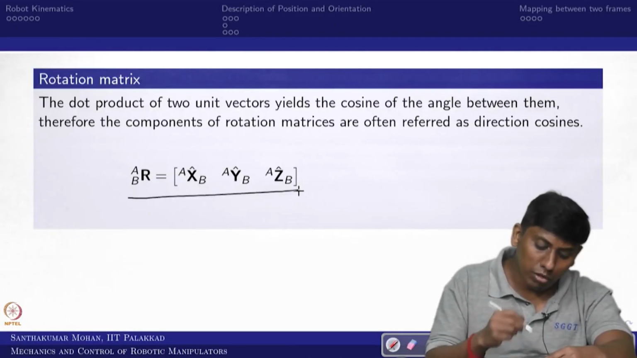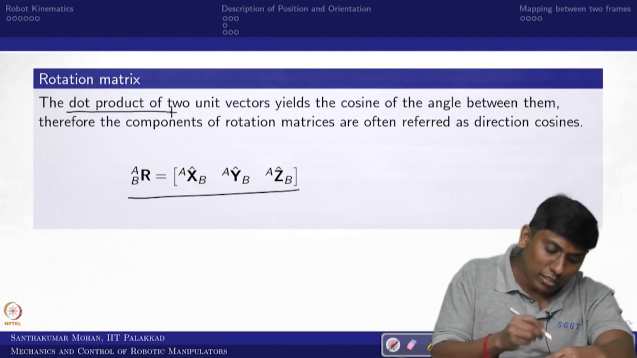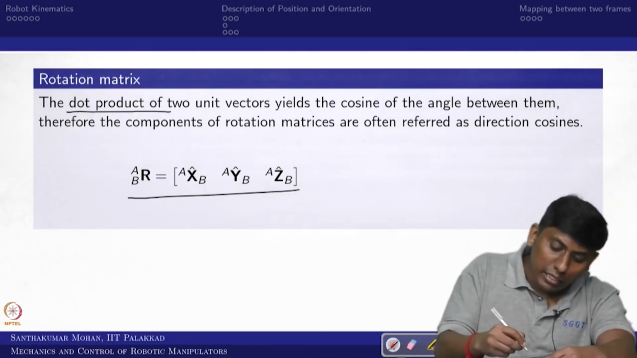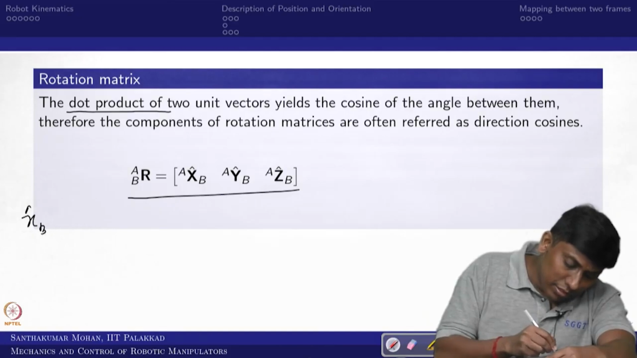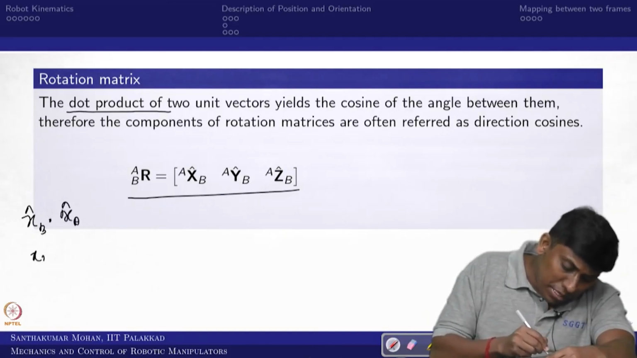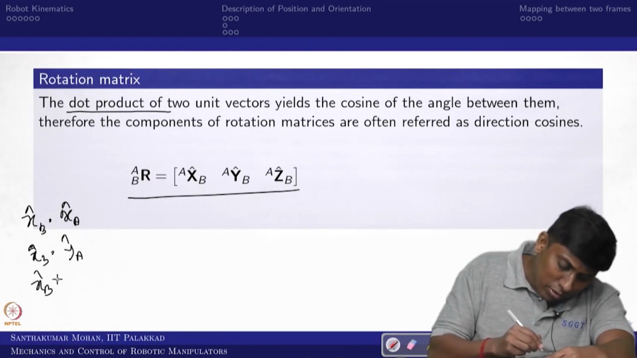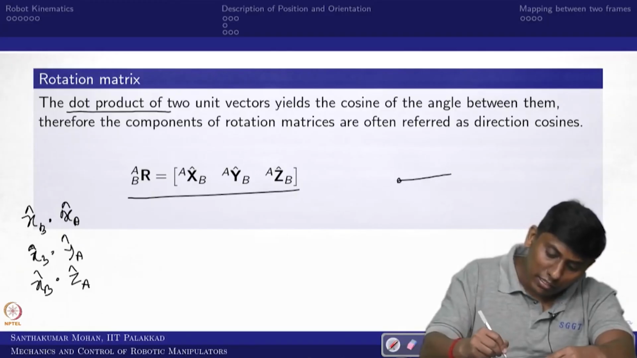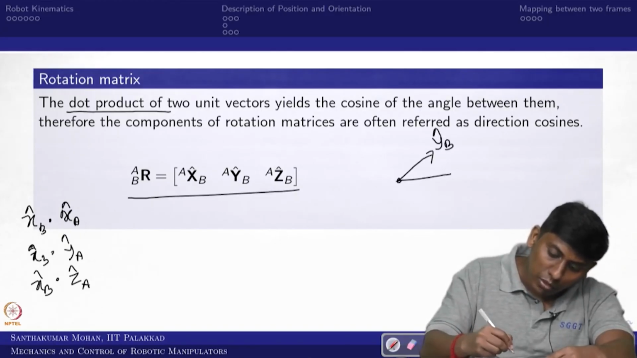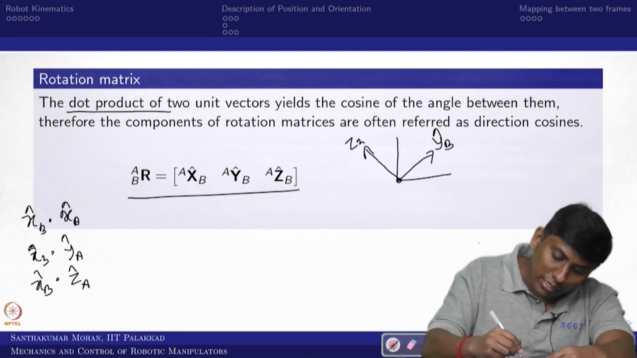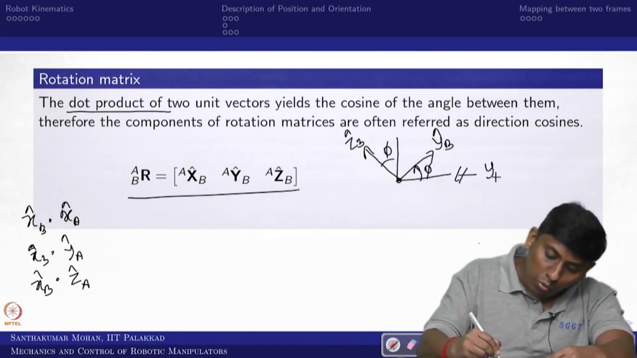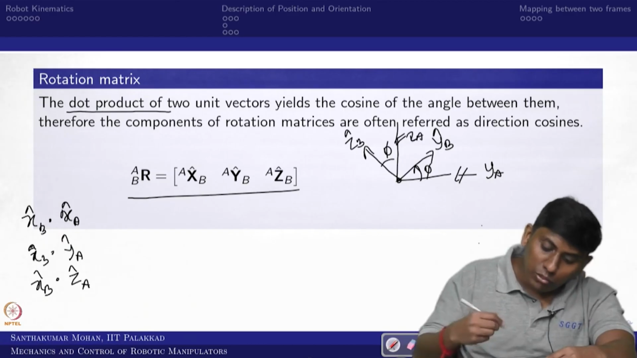Now we have written this, but how can I write it? The dot product of 2 unit vectors is the cosine, right? So what dot products can I take? I can take the dot product of xb cap with xa cap, xb cap with ya cap, and xb cap with za cap. Now you can recall what we did in the last case. We said that this is yb, and this is zb cap, and this is what you call phi, and this is ya, and this is za, right. So you can recall what we did.